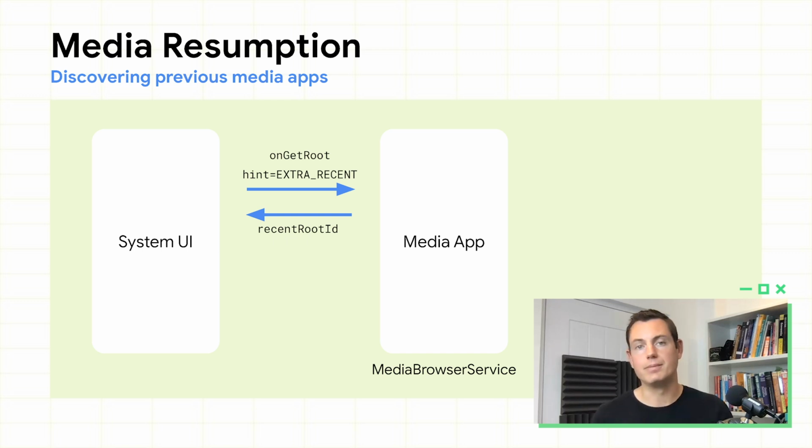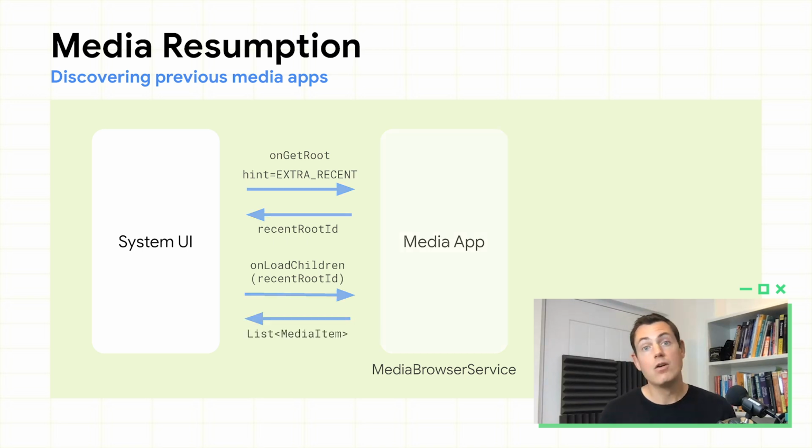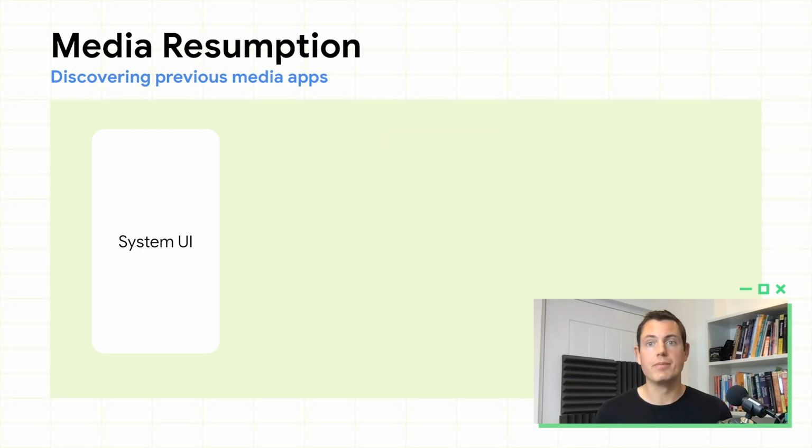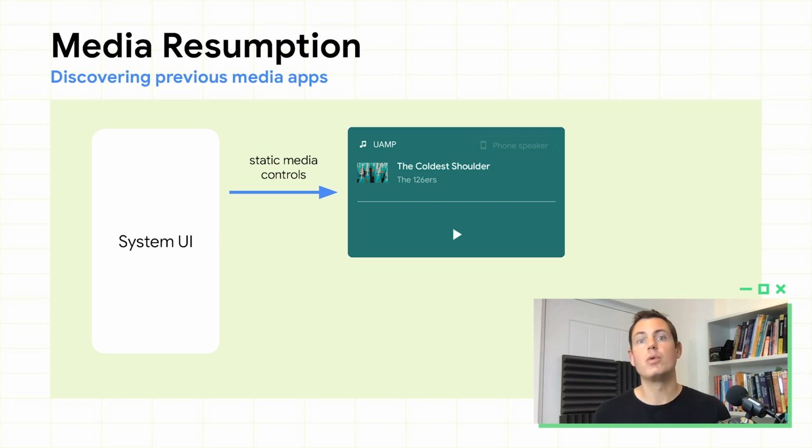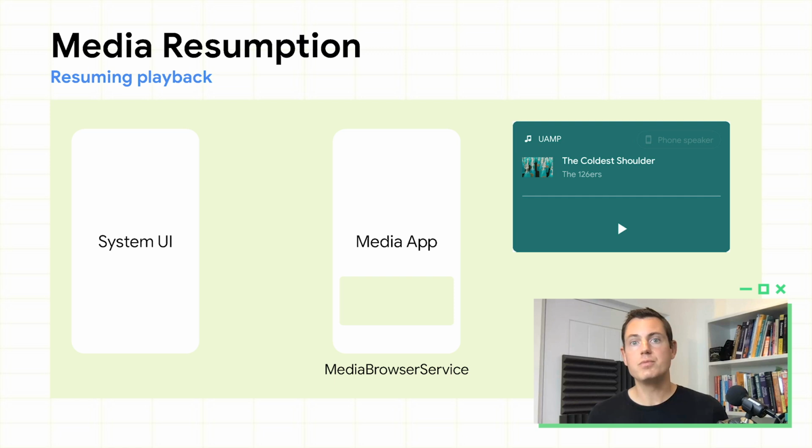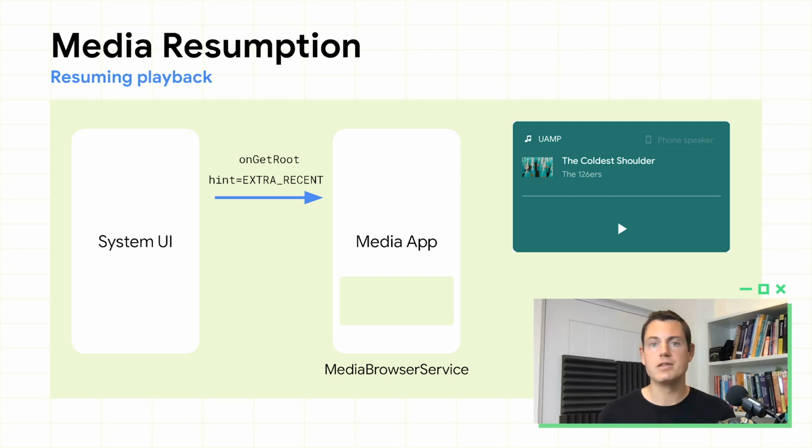So, you should return the root of a media tree that contains the most recently played media item as the first element. The system UI will call your onLoadChildren method to obtain this media tree, which is a list of media item objects. For the first playable media item in this list, the system UI will create a static media controls with just a play button. If the user taps the play button, the system UI will make another call to onGetRoot with the extra recent hint. This is so you can prepare your previously played content as before, just in case anything has changed since the static controls were created.